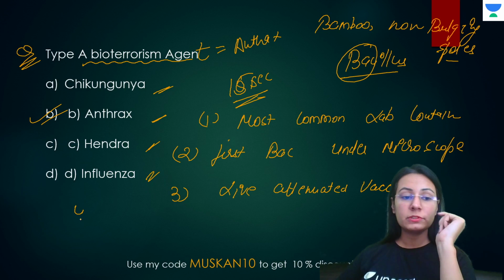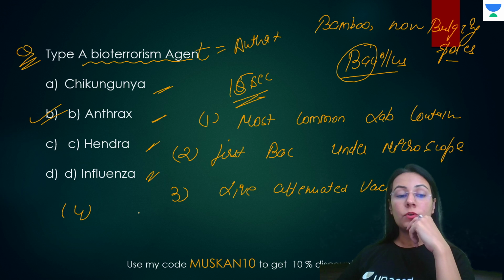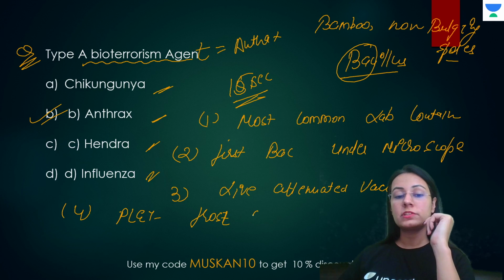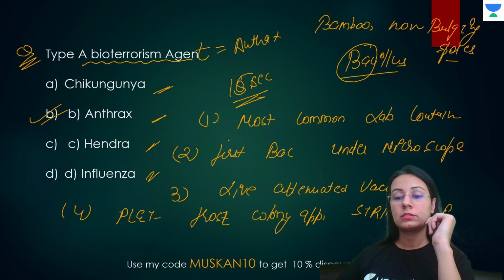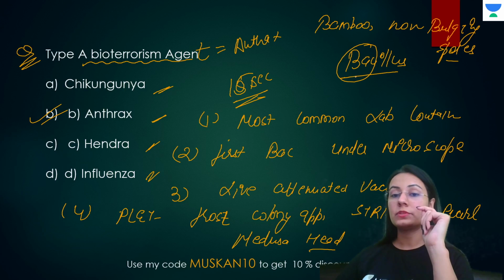Other important points about Bacillus: the selective media is PLET media, and they show frosted glass colony appearance, string of pearls appearance, and Medusa head colony appearance.